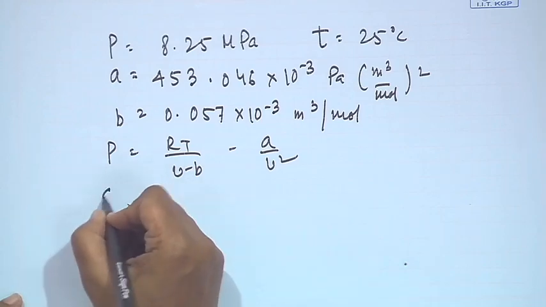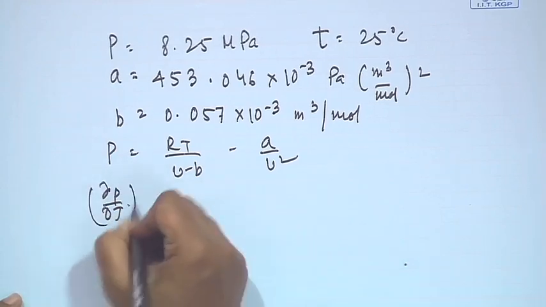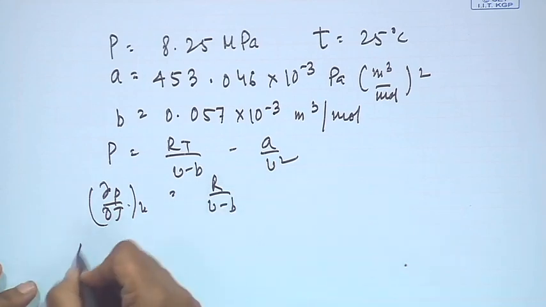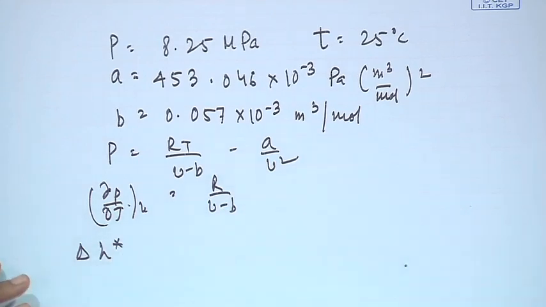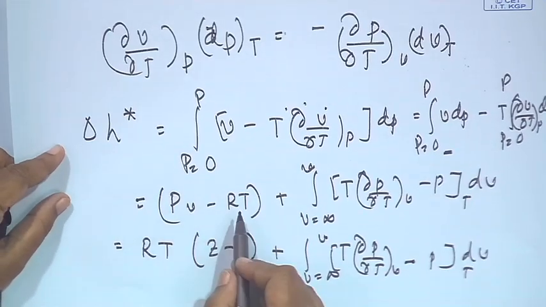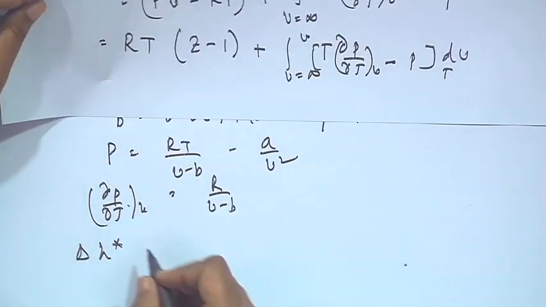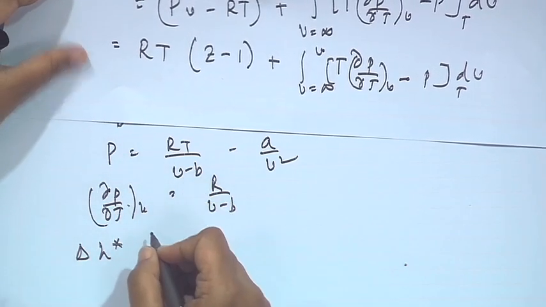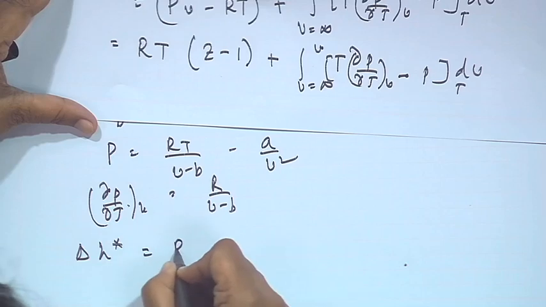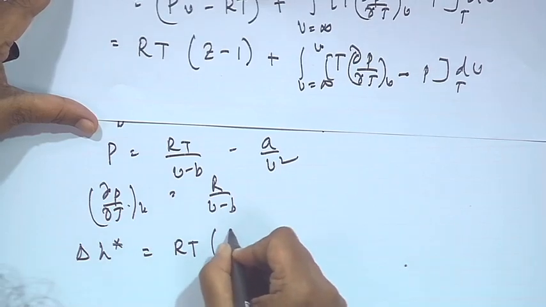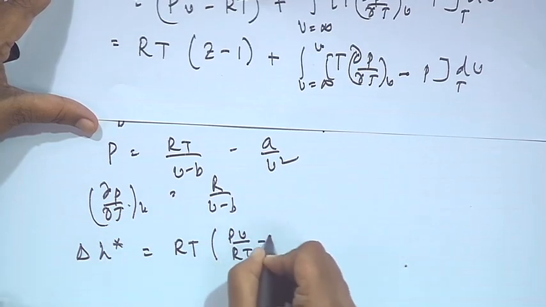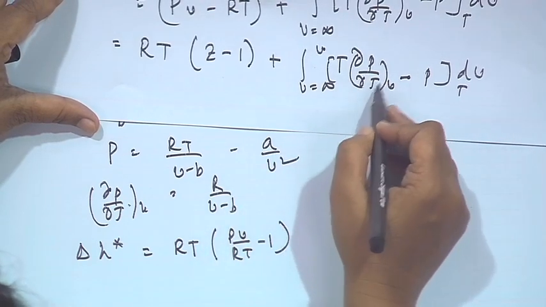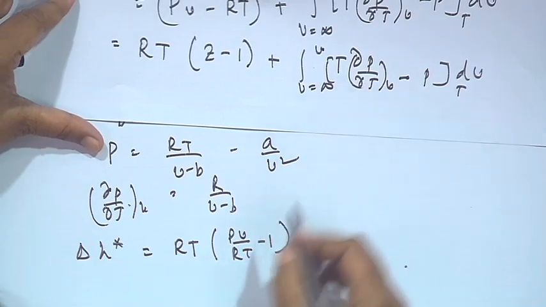P is given, del P del T at constant V is very simple, R by V minus B. So, delta H star I have already found out, this is PV minus RT. P is already given, so PV minus RT is very simple for you to find out. This is going to be equal to RT into PV by RT minus 1, right. And then if you substitute del P del T at constant V here, then what do you get?